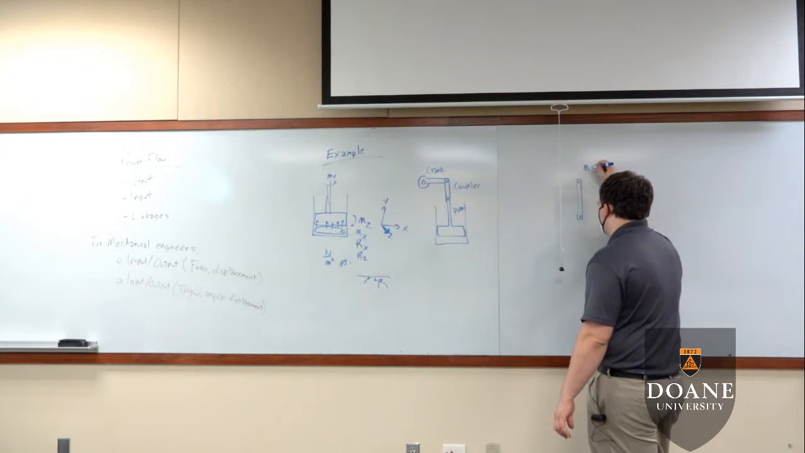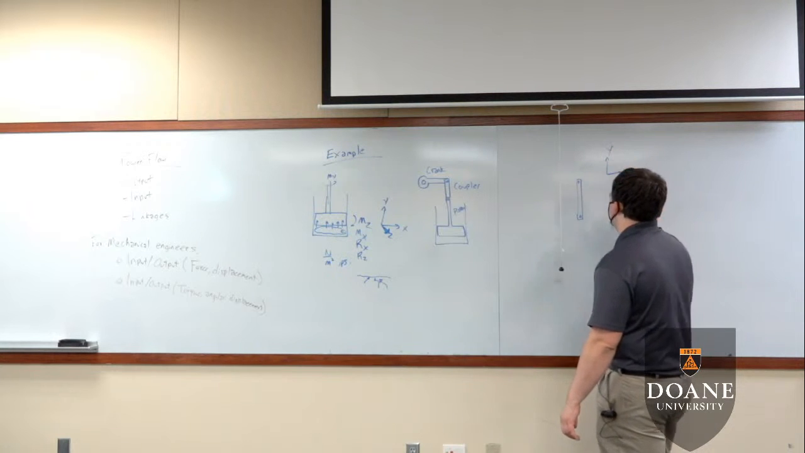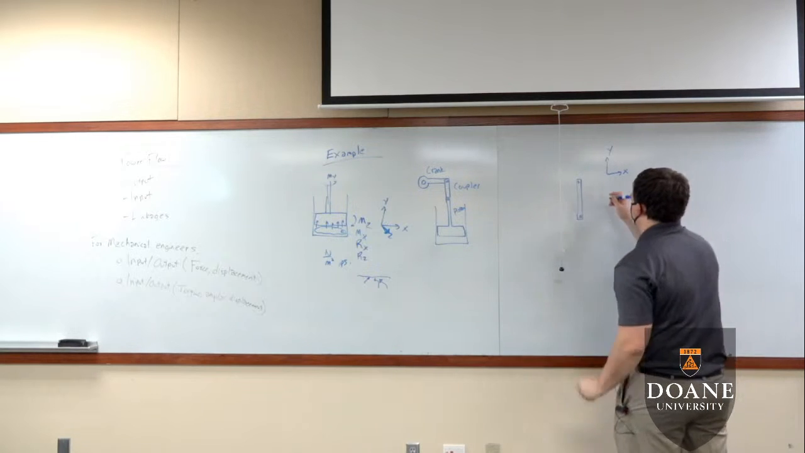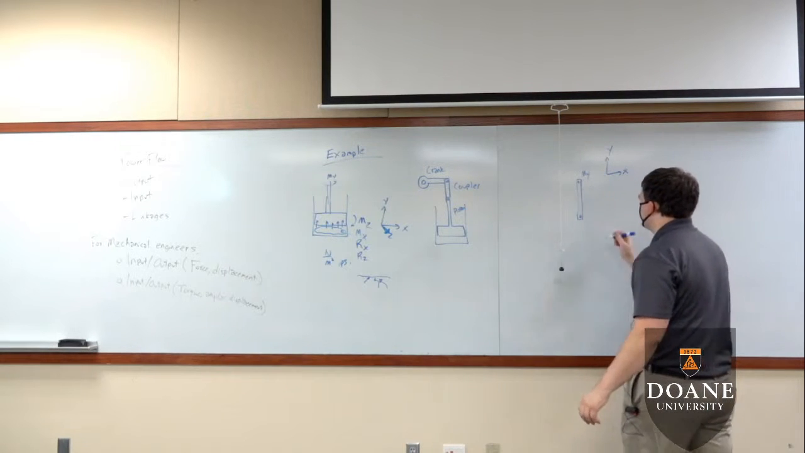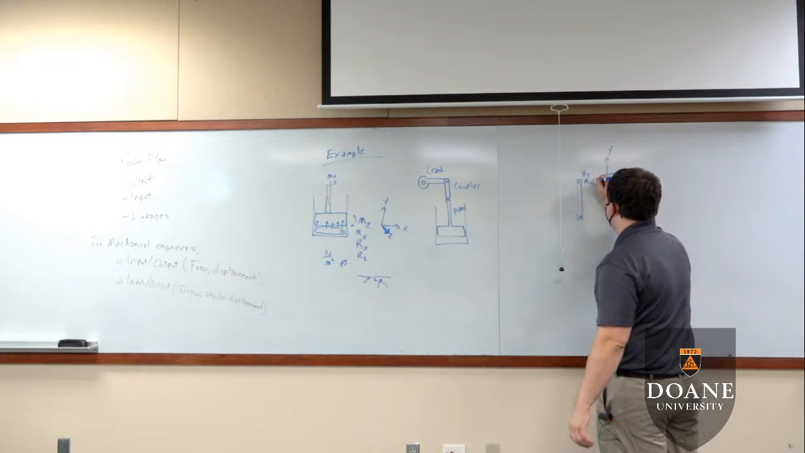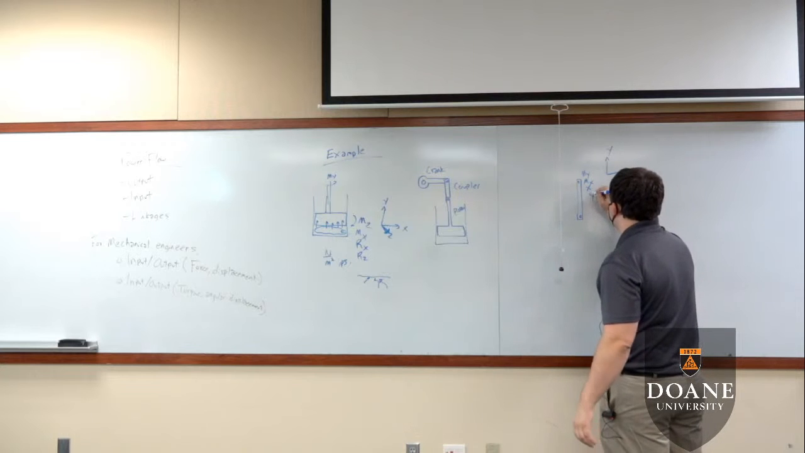Okay, let's see, let me draw my axes. This is X, this is Y. Okay, a revolute joint is going to prevent my rotation. It's going to prevent Mx rotation. It's going to prevent motion in the x and y directions.